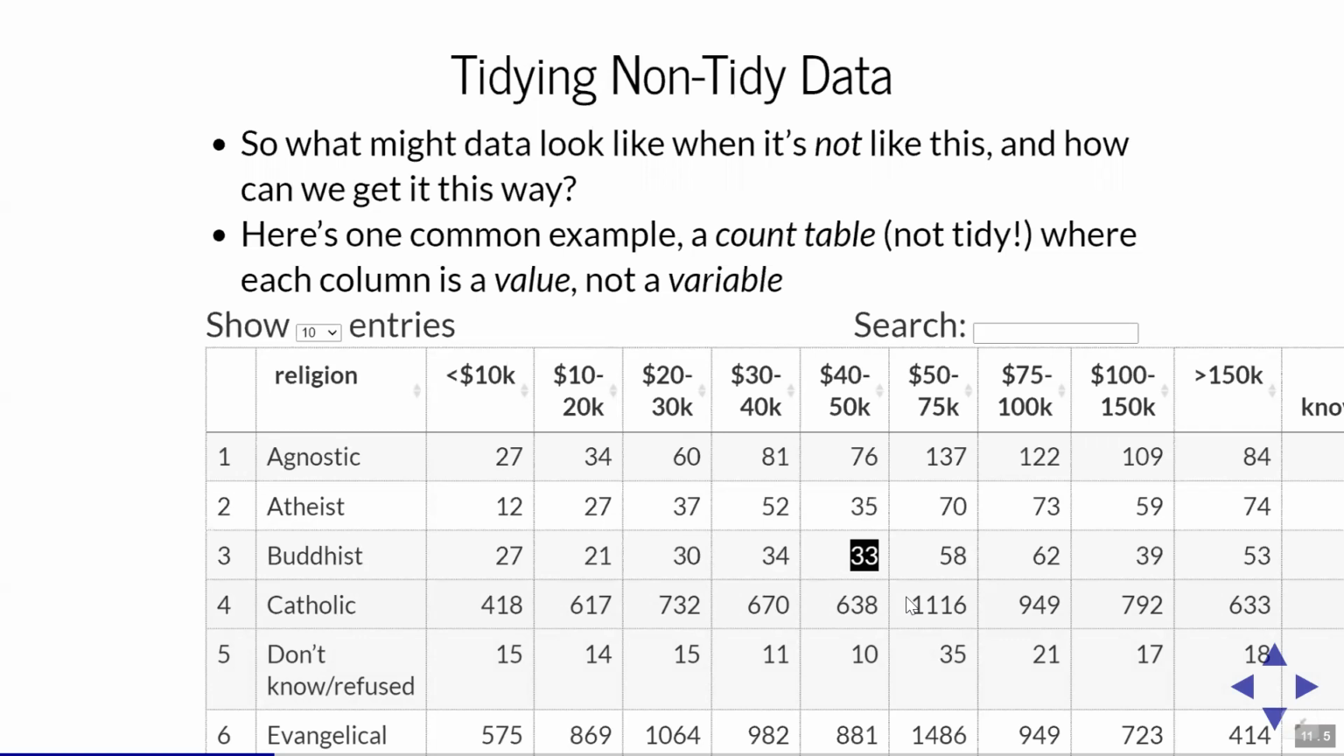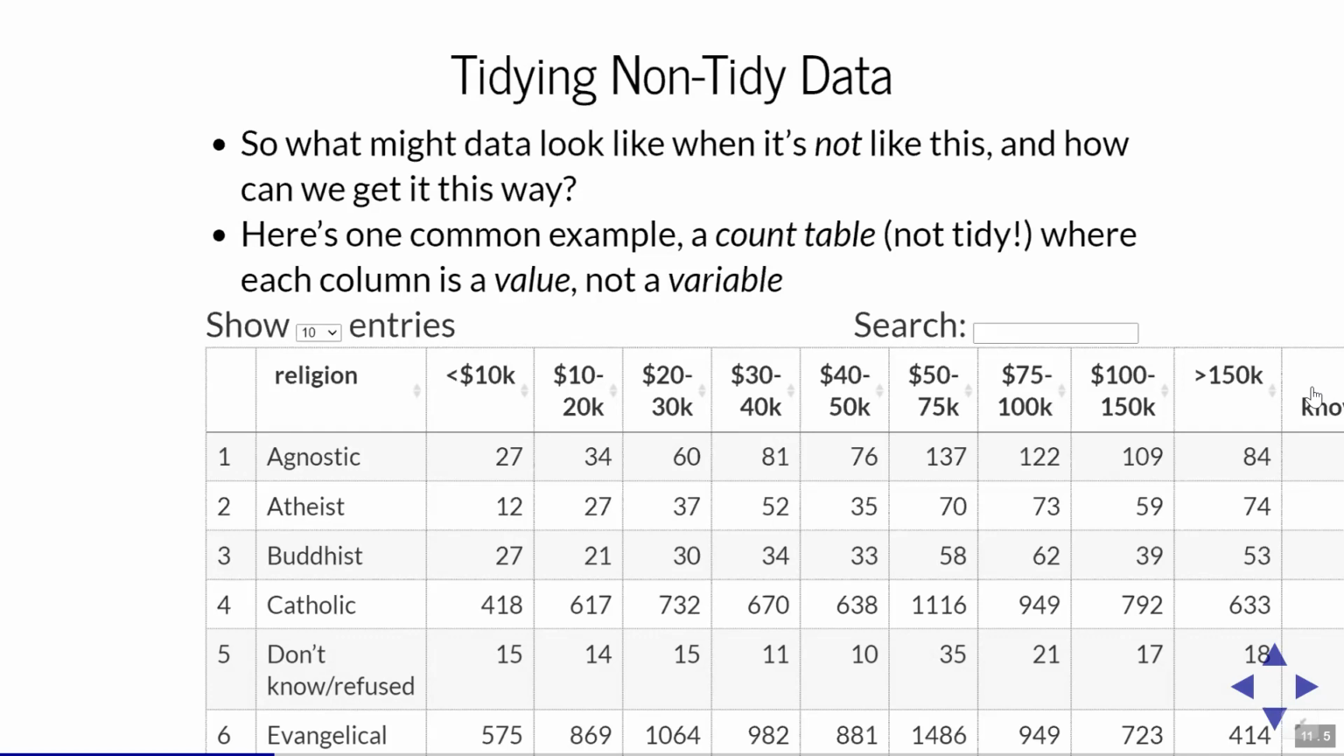So this is not tidy data. How do we know that this is not tidy data? Well, religion is a variable that's in its own column. Good, right? But income is a variable, and income is spread across about 10 different columns here, right? So instead of having one column for the income variable, we have 10 columns for the income variable. This is going to make it harder to work with the data because it's not tidy.